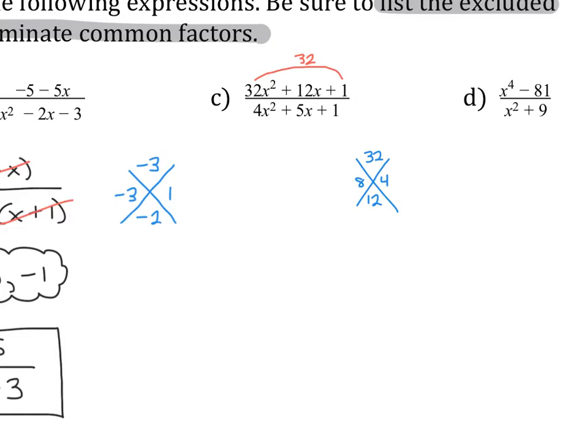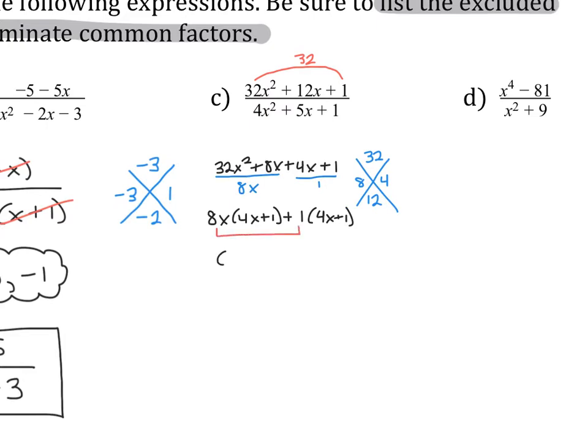So that gives us 32x squared plus 8x plus 4x plus 1. And then we can use grouping. So here there's a common factor of 8x. Here there's a common factor of just 1. So here 8x times 4x plus 1, and here 1 times 4x plus 1. And here we can group these to a single factor. So 8x plus 1 times 4x plus 1.